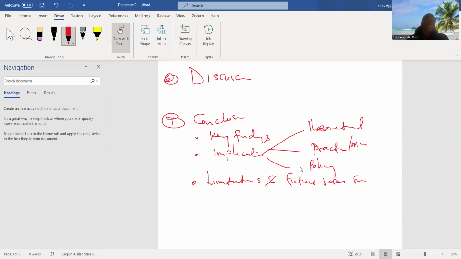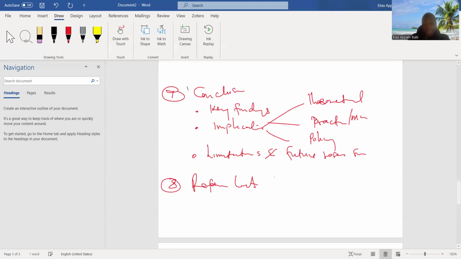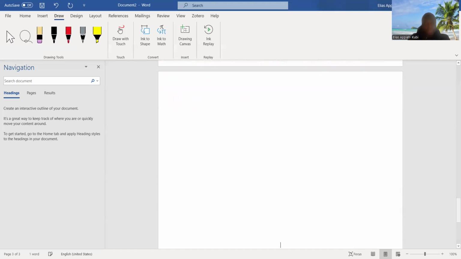The limitation can be the variables you use. You consider this variable, that variable, that variable. Future studies should include this variable and that variable. Okay, so please, that is how to write the conclusion. Then after the conclusion, it means you are done. You then bring your reference list. Okay, so these are the main sections of a research paper. Let me quickly summarize it here, and that ends this video.